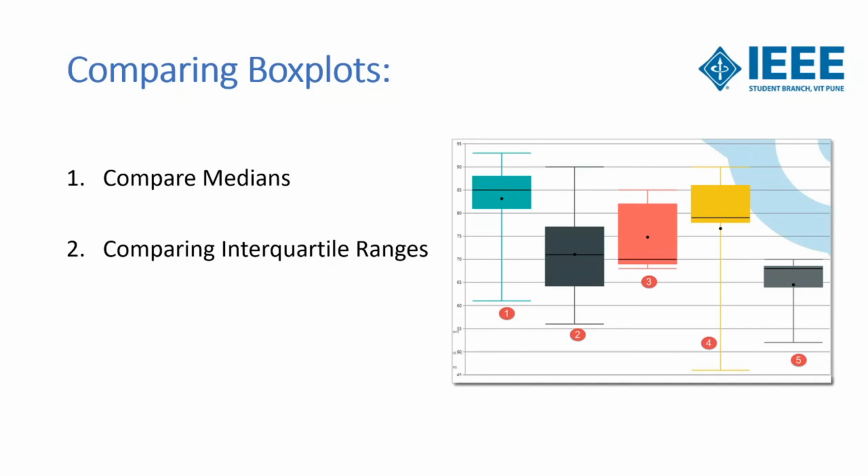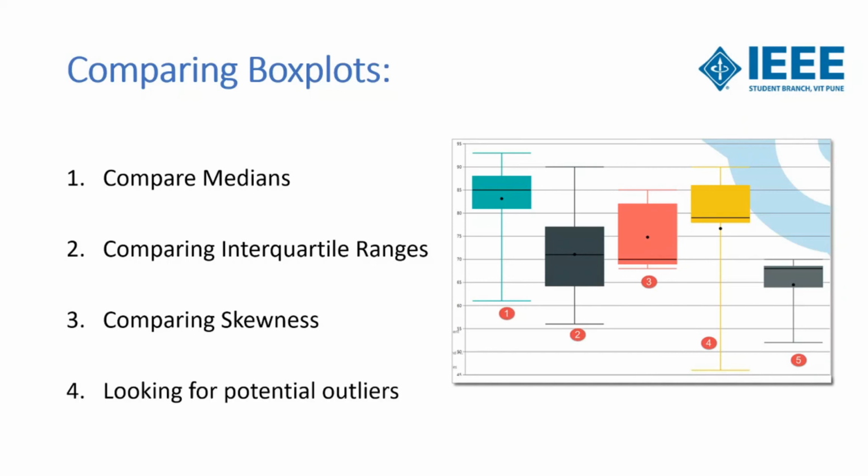This can be used to compare the spread of data. A longer interquartile range means that the data is more spread out compared to the data having a shorter interquartile range. The next is by comparing skewness of box plots based on the position of the respective median lines. And the last one is looking for potential outliers, which will help to compare the general trend of the scores in different box plots. So this was all about the theory of box plots.